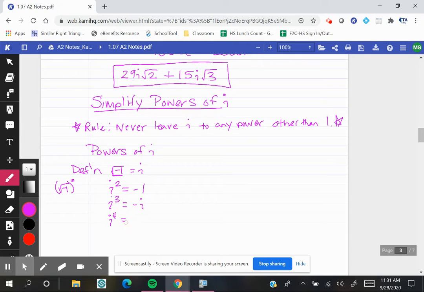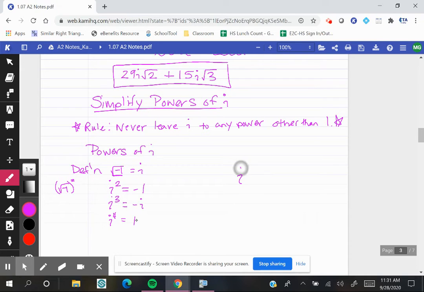And then i to the fourth would be i to the third times i. And that would give you, or you could think about it as i squared times i squared, -1 times -1 would give you 1. That one's probably a little easier to think about. If you did i to the third times i, you'd have -i times i, so that would give you -i squared, and -i squared would be -1, which is 1.